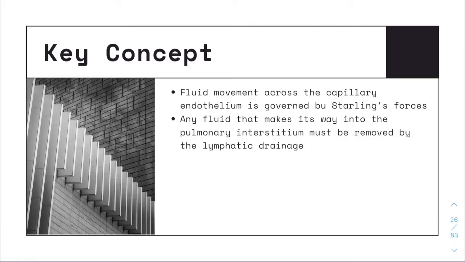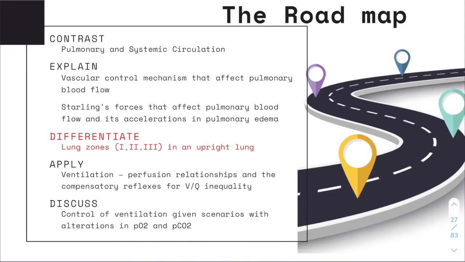Okay, so remember, fluid movement across the capillary endothelium is governed by your Starling's forces. Any fluid that makes its way into the pulmonary interstitium must be removed by your lymphatic drainage. Okay, let's now move on to your lung zones. So we will discuss the different lung zones in a normal upright lung.